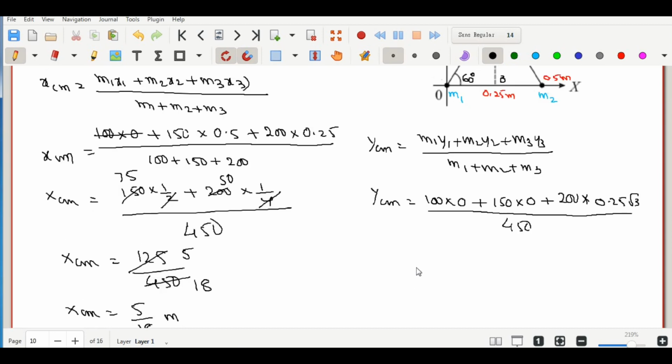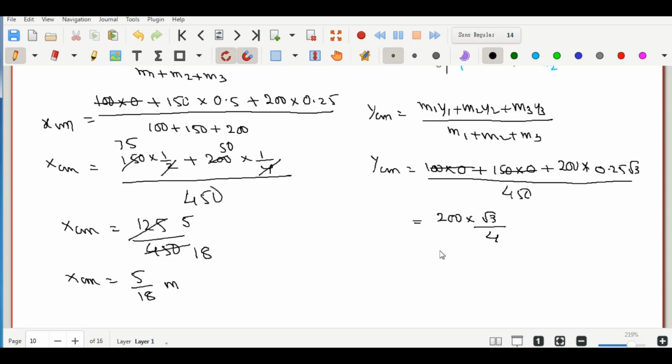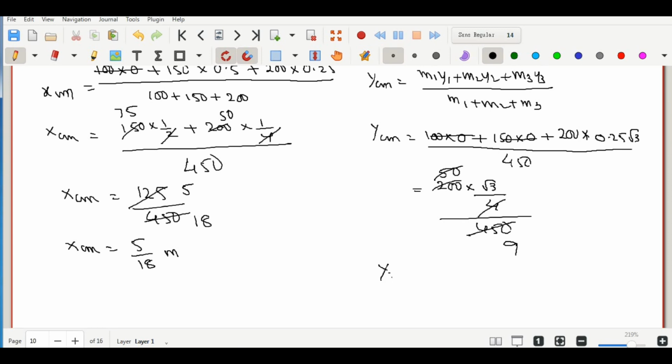So that is equal to, this will be 0, this will be 0, then we get 200 into root 3 by 4. 0.25 means 1 by 4, whole divided by 450. 4 will be cancelled in this 50 times. 50 cancels here 9 times. So we get ycm is equal to root 3 by 9.